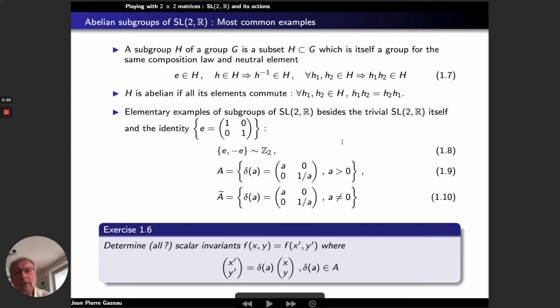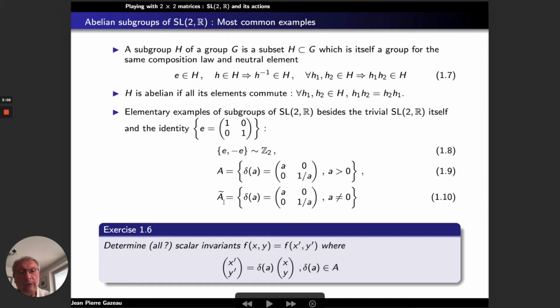Now you have another group which is interesting. It's a group of all diagonal matrices. So it's a group of matrices where you put here a, 0, 0, and here you must have 1 over a, since this matrix has to have determinant equal to 1. And here I will restrict the parameter a to positive numbers, strictly positive, of course.